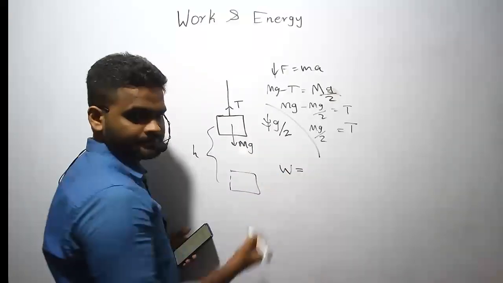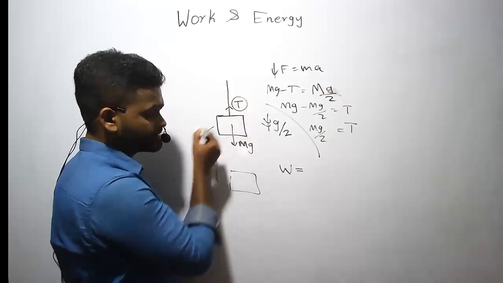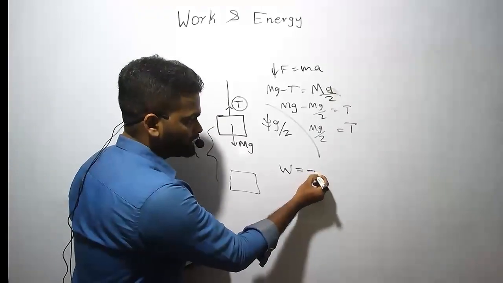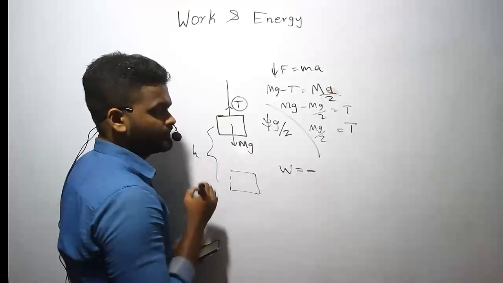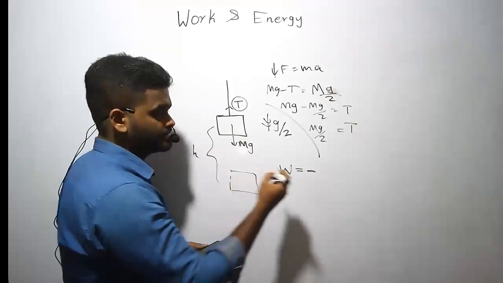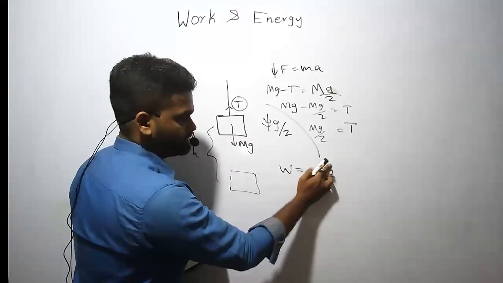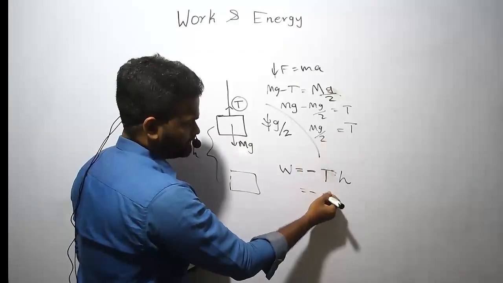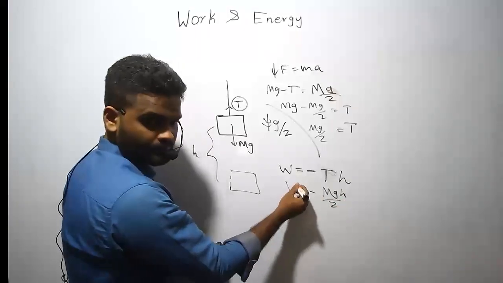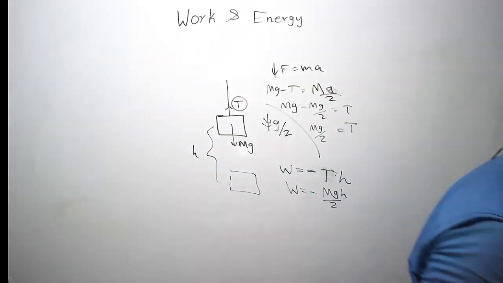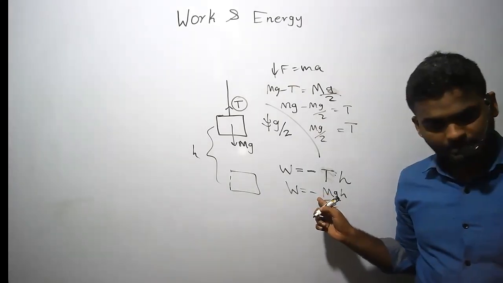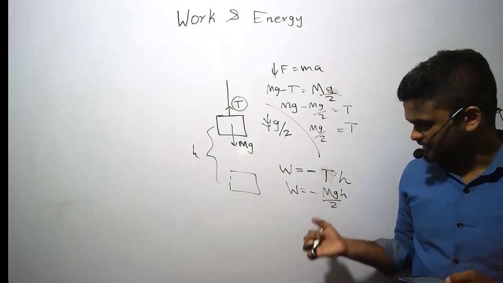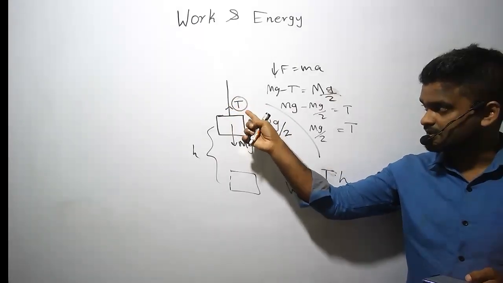Okay, so what is the work? They are asking about work done by tension. The object is moving downwards, but the force is applied upwards. So it is negative work that is done by the tension. And how much is the force? Tension, T, that is mg over 2. The displacement is h. Then substitute T: mg over 2 times h. The second option is the answer, but there should be a negative sign there. So this is the work done by the tension. Tension does negative work actually.